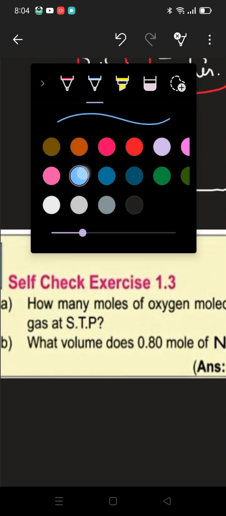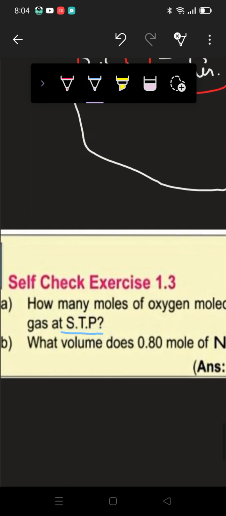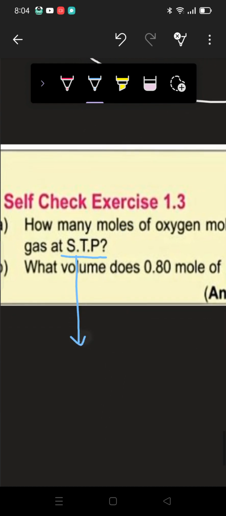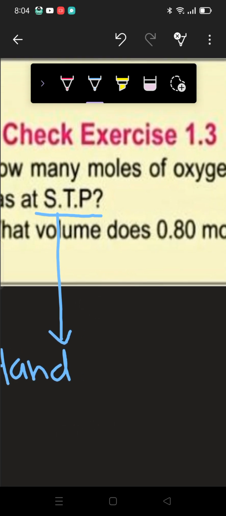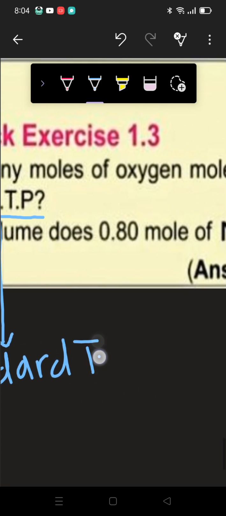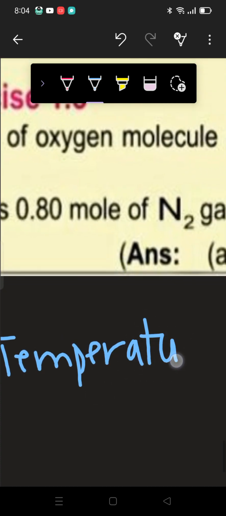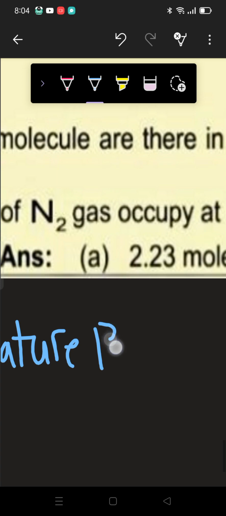We know that STP is nothing but standard temperature pressure. So let's write this here. This is very important information. When I was telling you guys the molar volume at STP, that was equal to 22.4 dm cube, or 22.4 liter. So, standard temperature pressure.